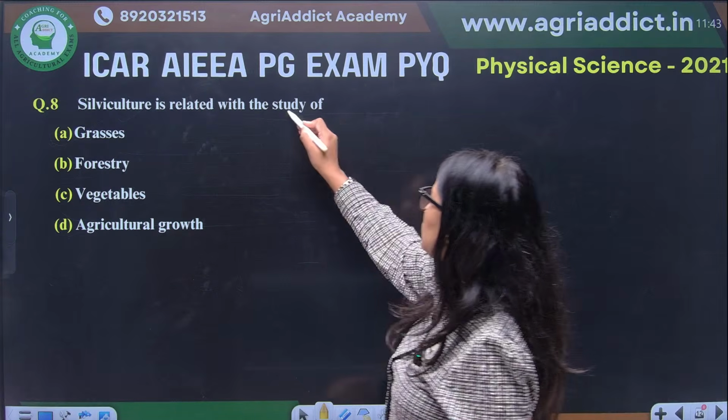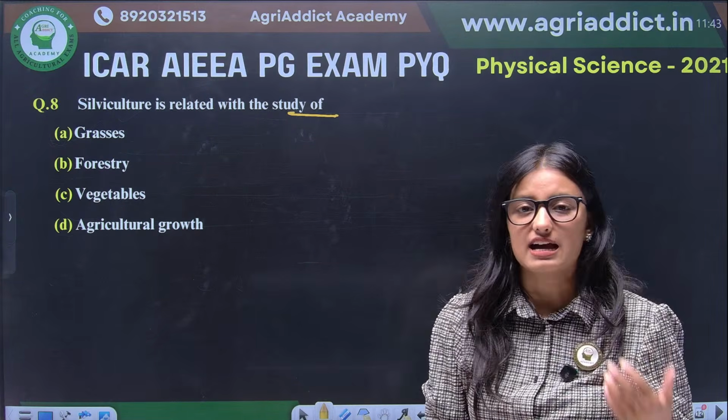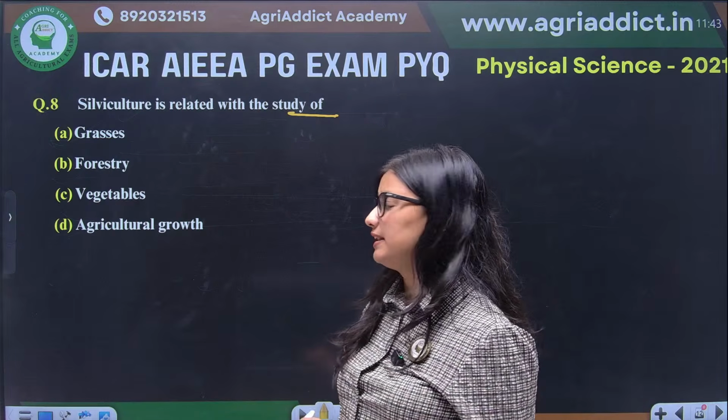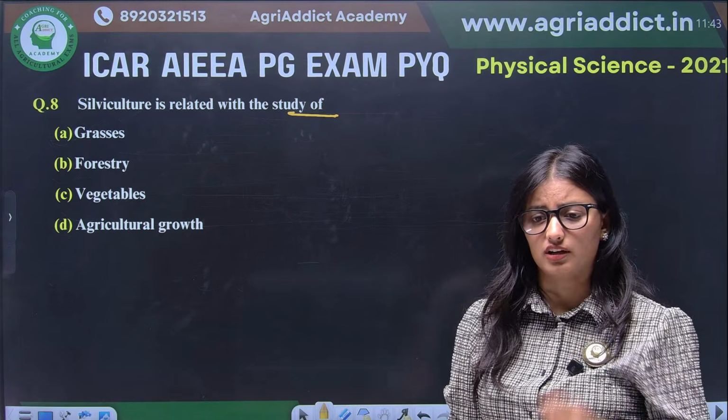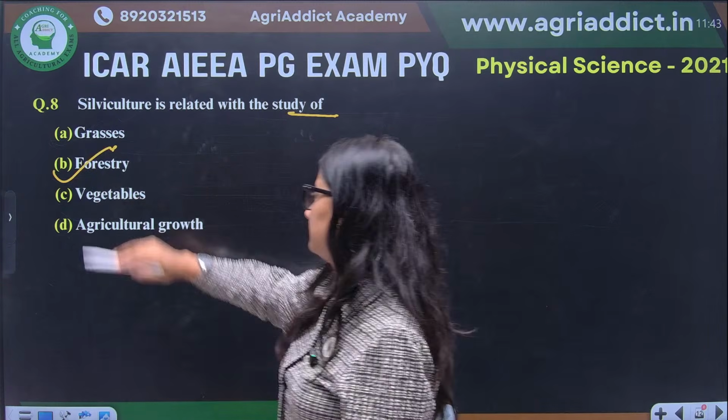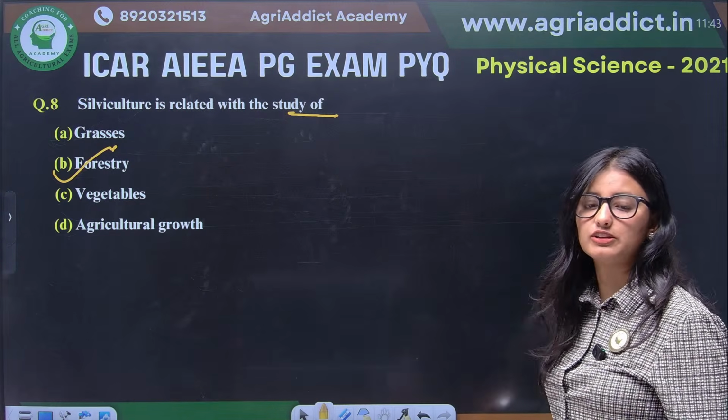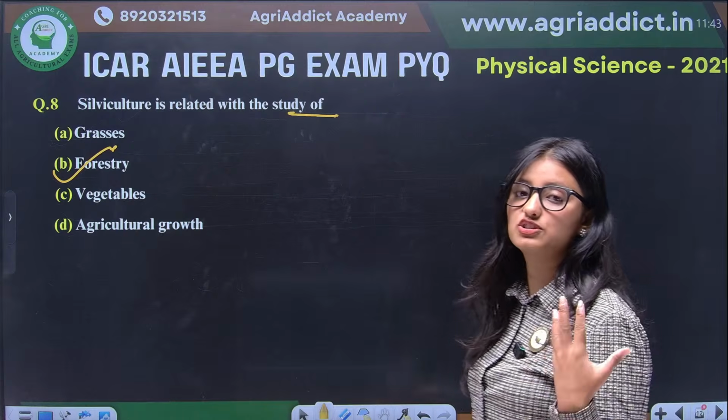Silviculture is related to the study of what? Is it grasses, forestry, vegetable, agricultural growth? What is silviculture? Study of what? Yes, very good. Forestry. So, silviculture deals with the study of forests, with trees.